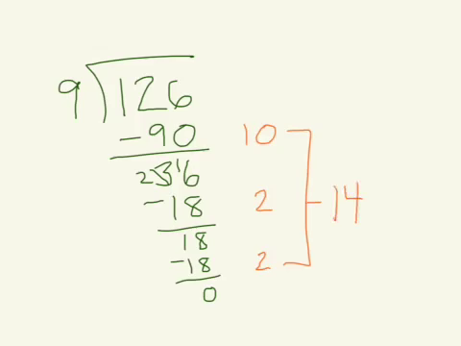Let's double check that. 14 times 9. 9 times 4 is 36. 9 times 1 is 9 plus 3 is 12, 126. Hey, looks good. Let's do one more to see if it works. Bigger number now. 301 divided by 7.